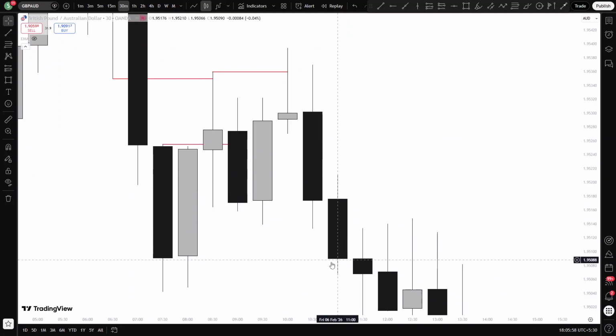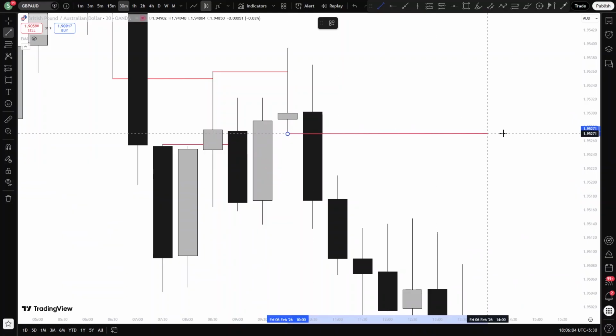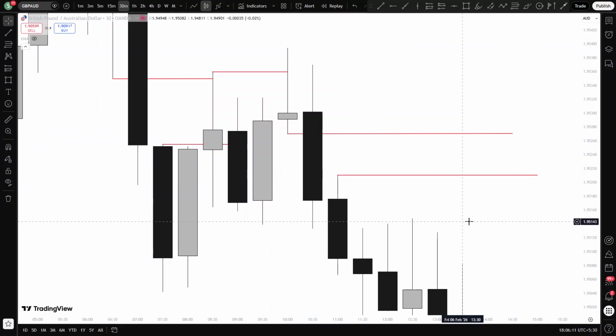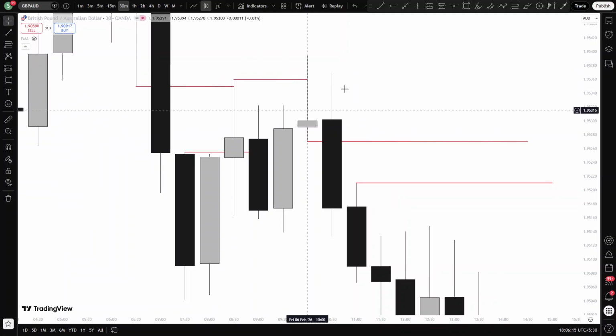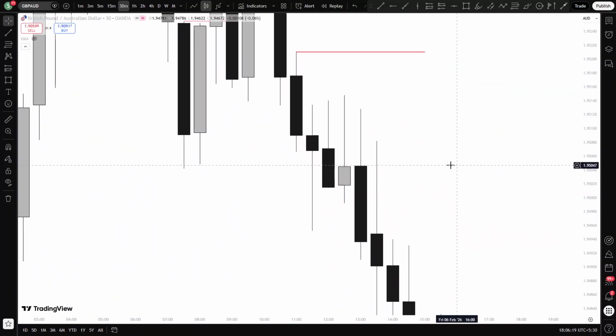So after the close of this candlestick, where is our fair value gap? This is where our fair value gap is. This is our fair value gap. Okay, so what did we say? We said we need the market to give us a sweep. After giving us a sweep, we look for the fair value gap. We keep on moving.